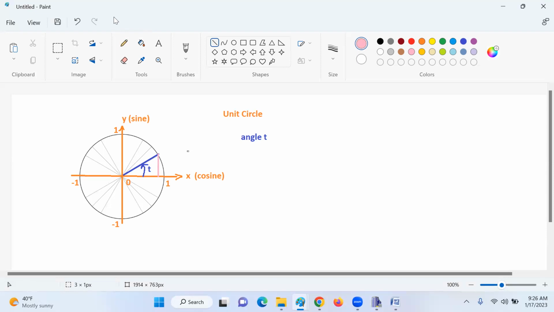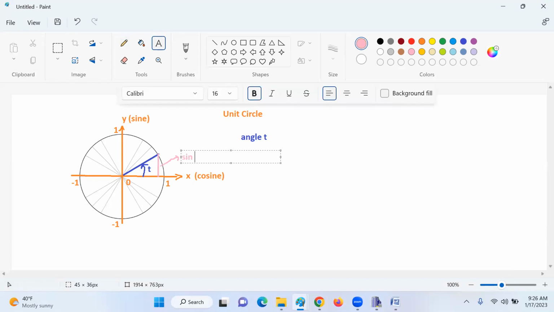Okay. So anything that we measure vertically is going to be the sine of t. The sine will be the y-axis. The cosine is going to be the x-axis. So in this case, this is what we call the sine of t. The sine of t has to be a certain value that we just don't know what that value is, but we need to determine what it is on a calculator.